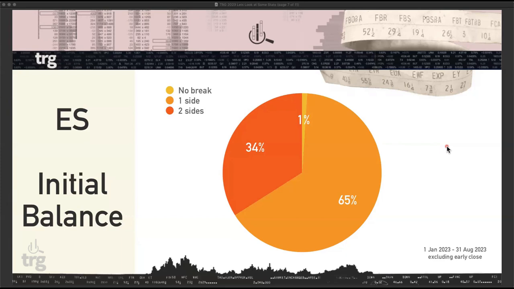Yeah, you could wait for it to break and see what happens. That's fading the extreme of the session. Yeah, that's slightly different. But fading that range before it's broken, when it's going to break 99% of the time, for me, feels a little bit dangerous.